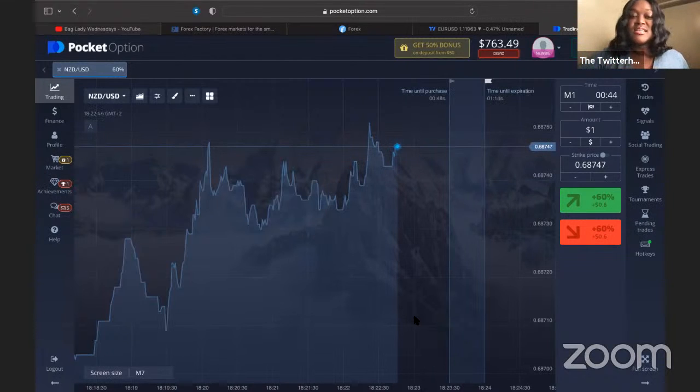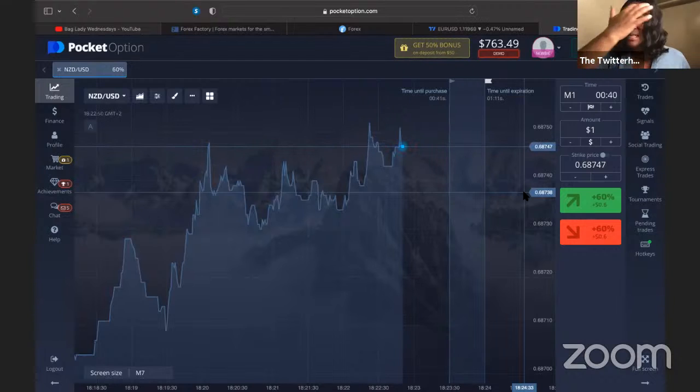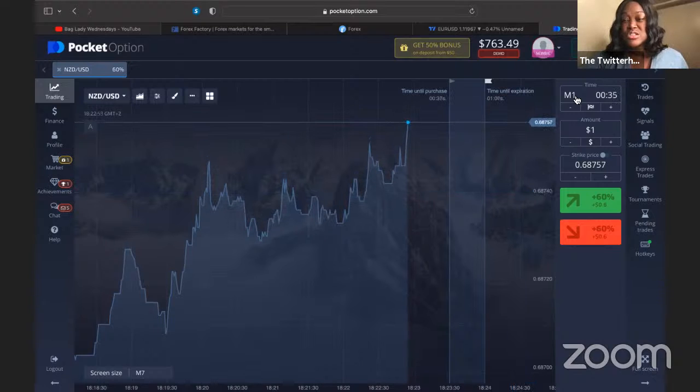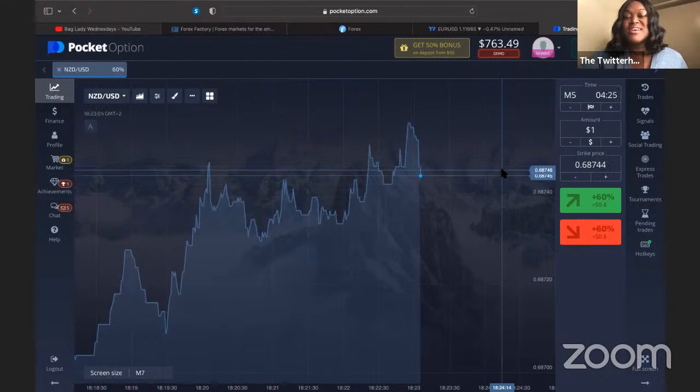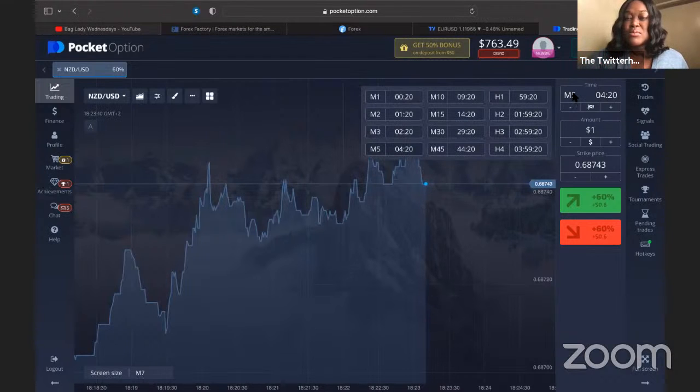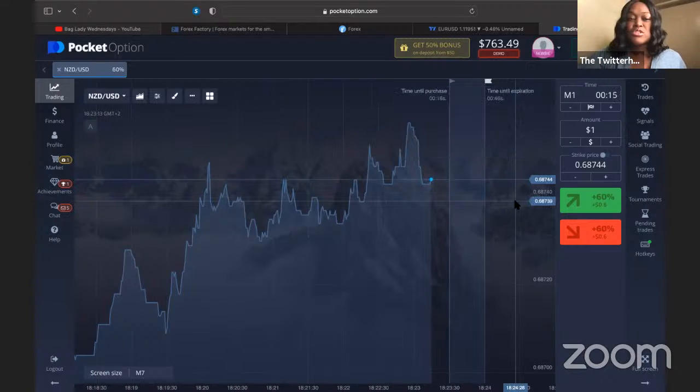Second thing is the time. For the purposes of this, once we're analyzing and taking trades, in Pocket Option, I always just do 5 minutes. So I would click on this M1 and then I would select M5, 5 minutes. And that's so I can give the trade time to do what it needs to do. But I'm going to do a quick demo. So I'm going to do a 1 minute trade just to show you how it works, right?